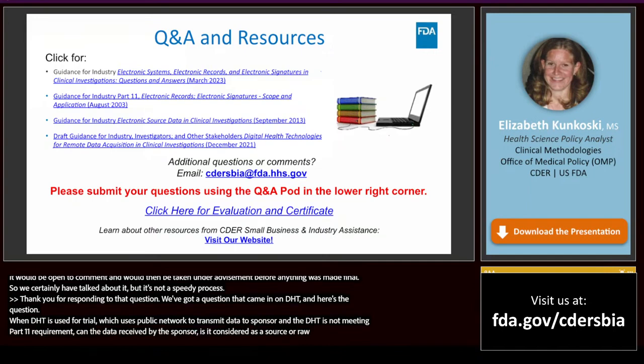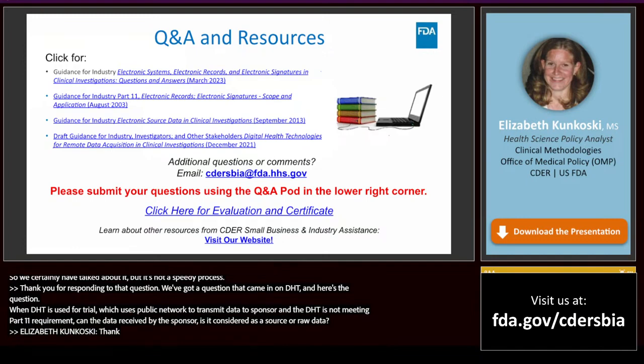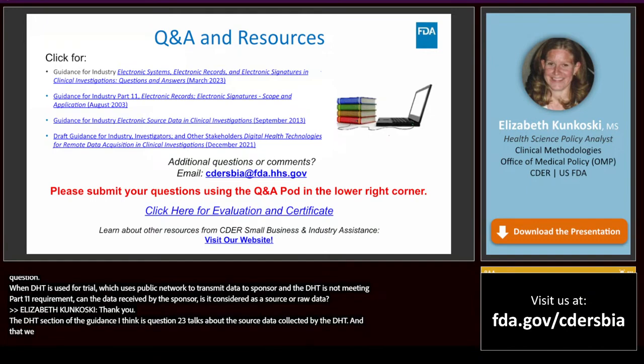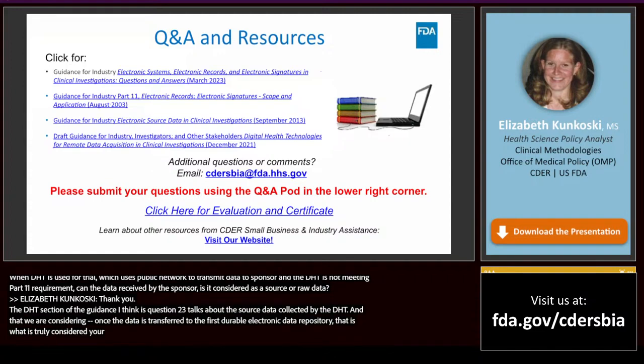Thank you. The DHT section of the guidance, I think it's question 23, talks about the source data collected by the DHT, and that we are considering, once the data is transferred to the first durable electronic data repository, that is what is truly considered your source data, and we are not expecting Part 11 compliance with the DHT itself.